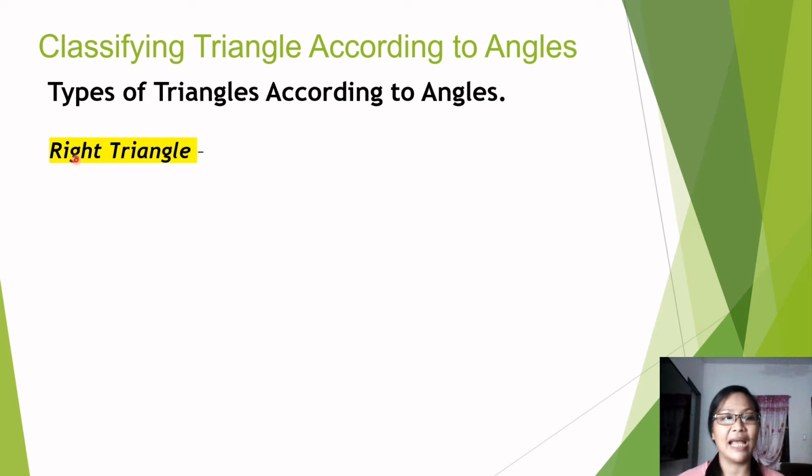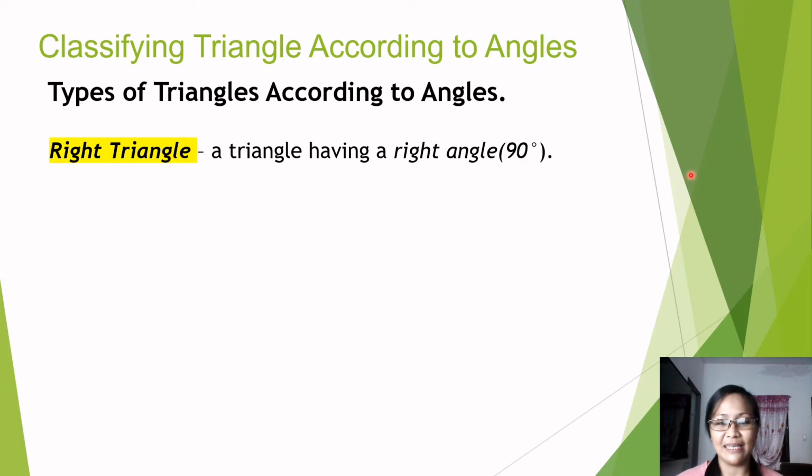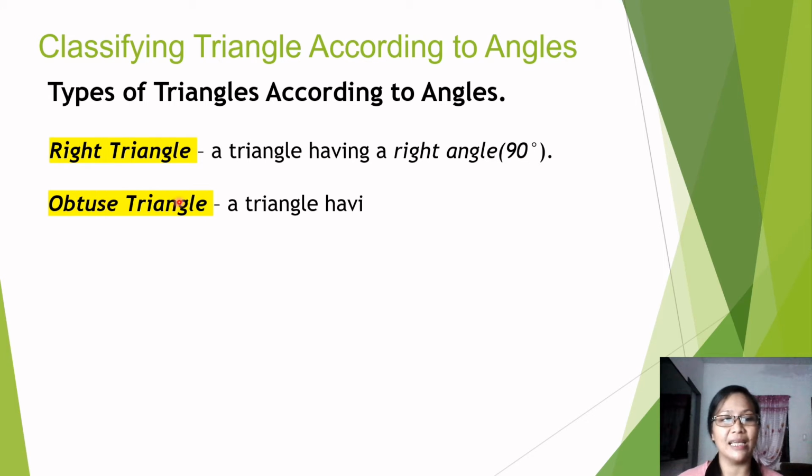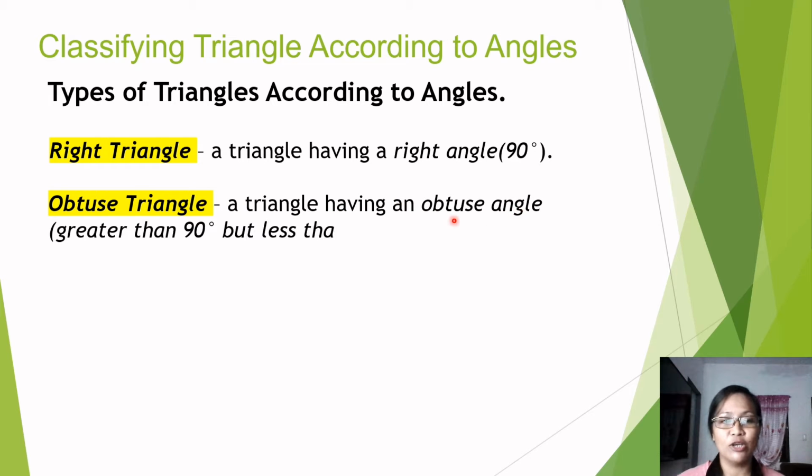First, we have right triangle. A triangle having a right angle. When we say right angle, we have 90 degrees. Next, we have obtuse triangle. A triangle having an obtuse angle. When we say obtuse angle, the angle is greater than 90 but less than 180 degrees.